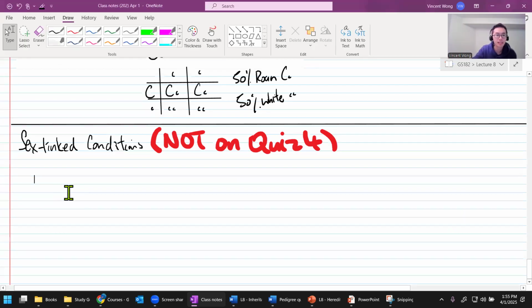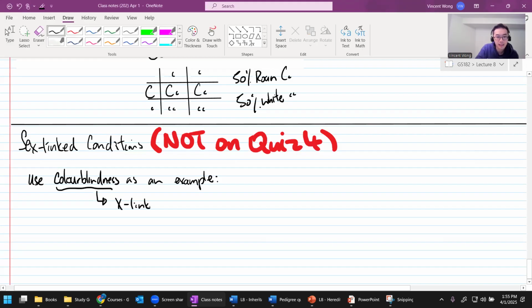Okay, so let's go through some sex-linked basics here. I'm just going to use color blindness as an example. It's easier for people to relate to this. And color blindness is X-linked recessive. So for X-linked recessive, men are usually more affected than females, right? Generally, more males are affected than females.